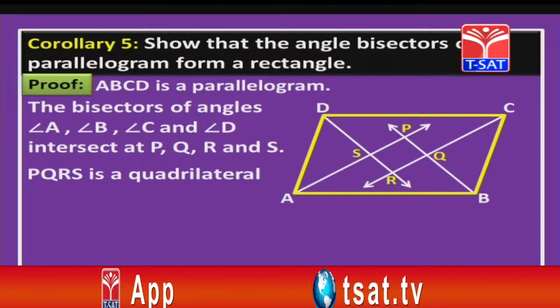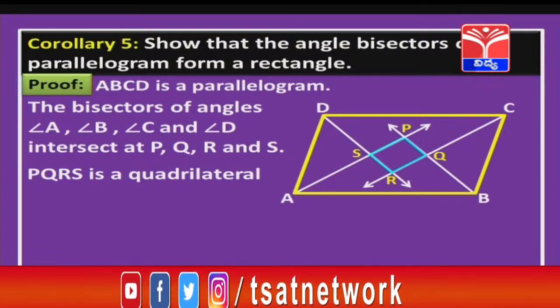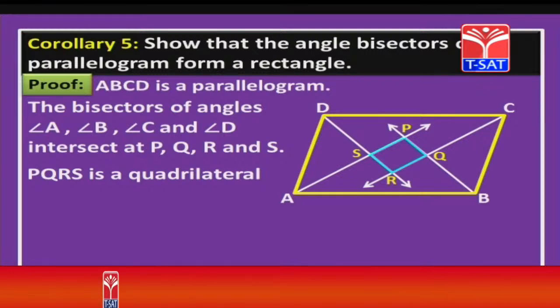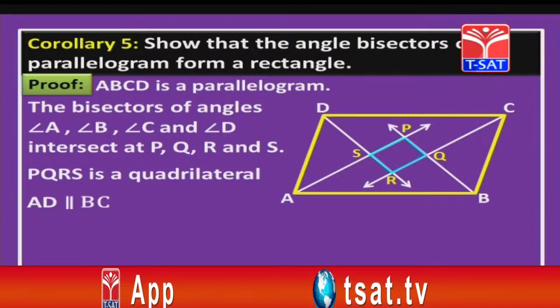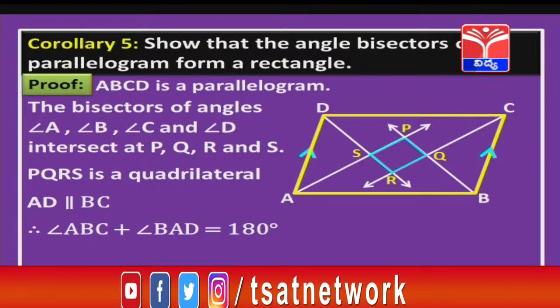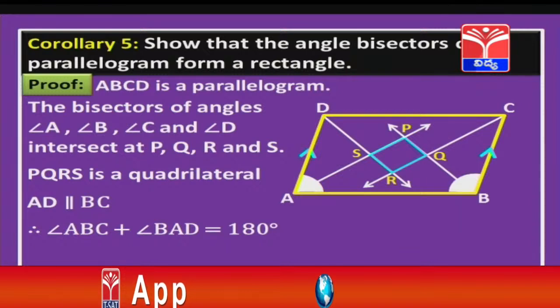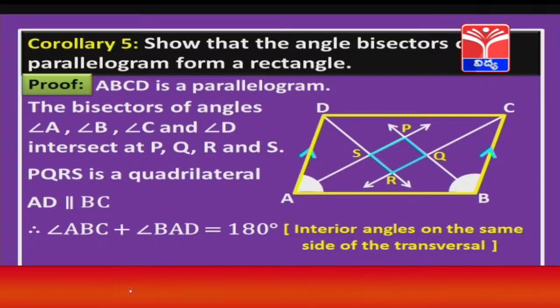So, PQRS is a quadrilateral because it is a simple closed figure with 4 sides. Now, this quadrilateral which is formed is a rectangle. That is what we are going to prove, children. So, let us consider AB parallel to DC, because ABCD is a parallelogram, and opposite sides are parallel. Then again I will consider angle ABC plus angle BAD. The sum of these two is 180 degrees. Why, children? Because interior angles on the same side of the transversal are supplementary.